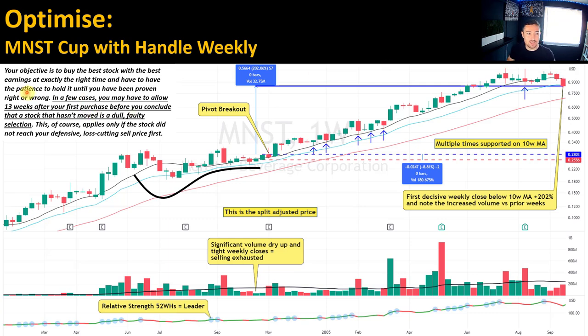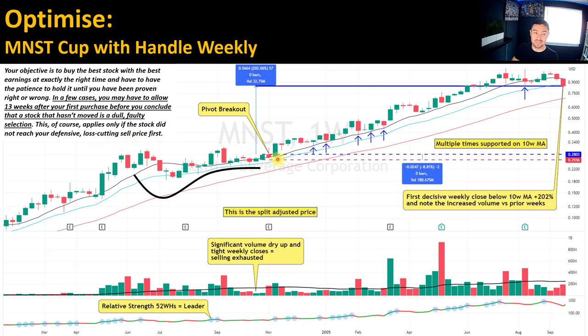We'll talk about that. So your objective is to buy the best stock with the best earnings at exactly the right time and have the patience to hold it until you've been proven right or wrong. In a few cases, you may have to allow 13 weeks after your purchase before you conclude that a stock hasn't moved, is dull, faulty selection. This, of course, applies only if the stock did not reach your defensive loss cutting sell price.